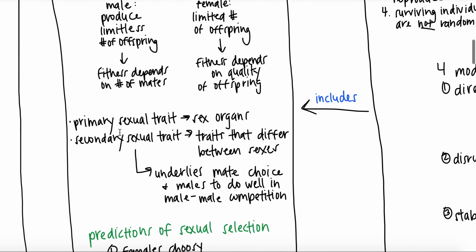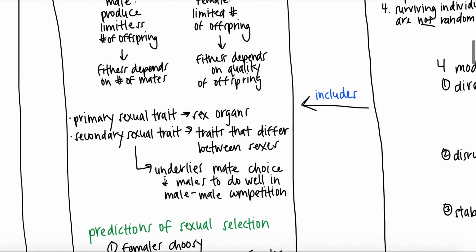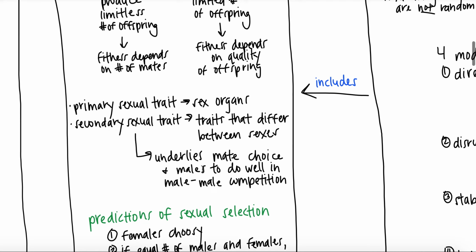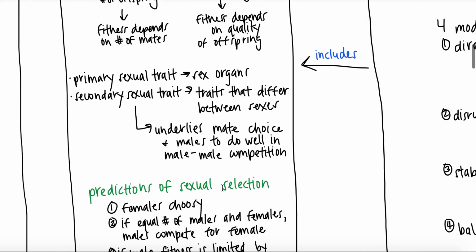So a primary sexual trait is the sex organs, which is self-explanatory, and secondary sexual traits are traits that differ between sexes, and this underlies mate choice and males doing well in male-to-male competition. An example of this is male deer have antlers and female deer do not. If a male deer has really big antlers, they can A, attract the female who likes big antlers, and B, they can beat the other male deer who has smaller antlers because they have bigger and better antlers.